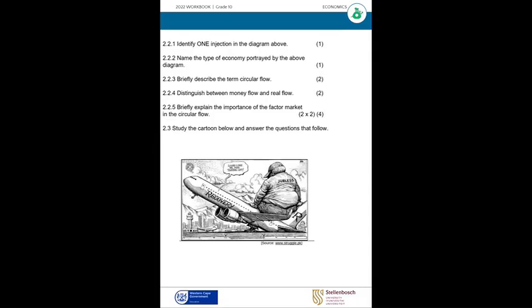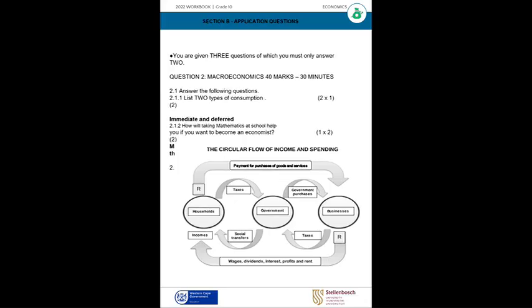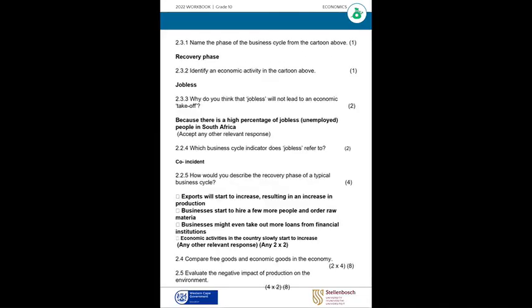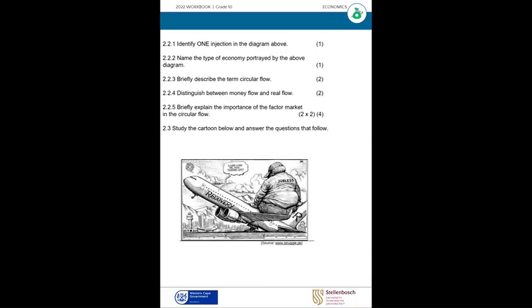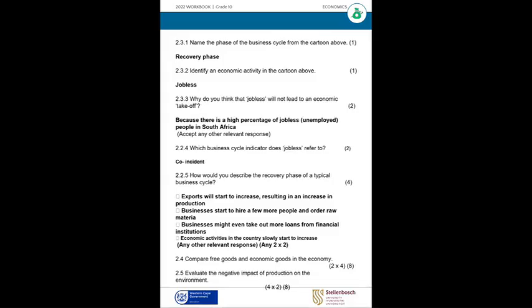It says there, on that bowing, recovery. So that is one of the phases of the business cycle. Therefore, I know my answer there is recovery phase. The next question says, identify an economic activity in the cartoon above. I've got to go back to the cartoon again and see what this cartoon is dealing with. I think it's a bit too small that you can't really see it, but if you look in your book, you will see they talk about the joblessness taking off. So that is what the economic activity is.